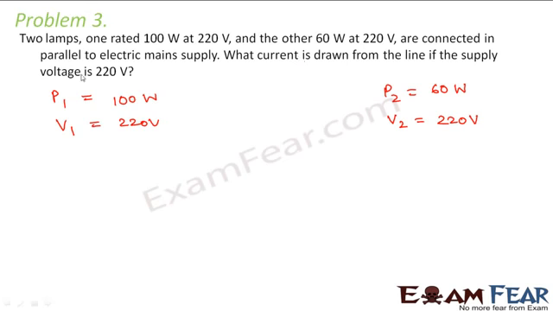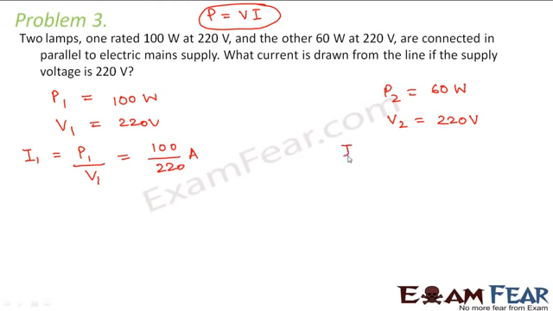So let us see how much current will flow through this first bulb. The current through this will be equal to P1 divided by V1. That's because we know that power is given as the product of potential difference and current. So this will be equal to 100 divided by 220 amperes. Similarly, current drawn by the second lamp will be equal to P2 by V2. That is equal to 60 divided by 220 amperes.